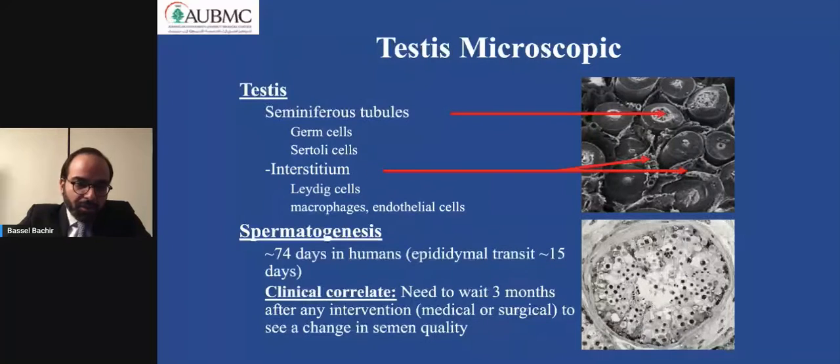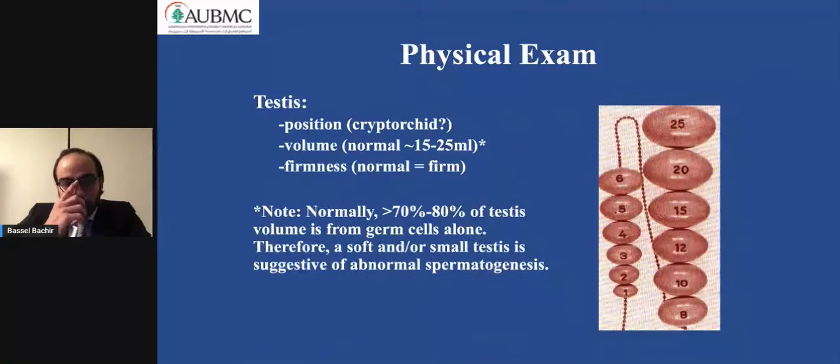And what this translates to on a clinical level is that, since the process of spermatogenesis takes around 74 days in humans with an epididymal transit time of 15 days, we need to wait at least 3 months for any medical or surgical intervention to have any effect on our semen parameters. And as urologists, we are in a very unique position to easily be able to examine the gonads and the reproductive organs of our patients due to the external presence of these organs.